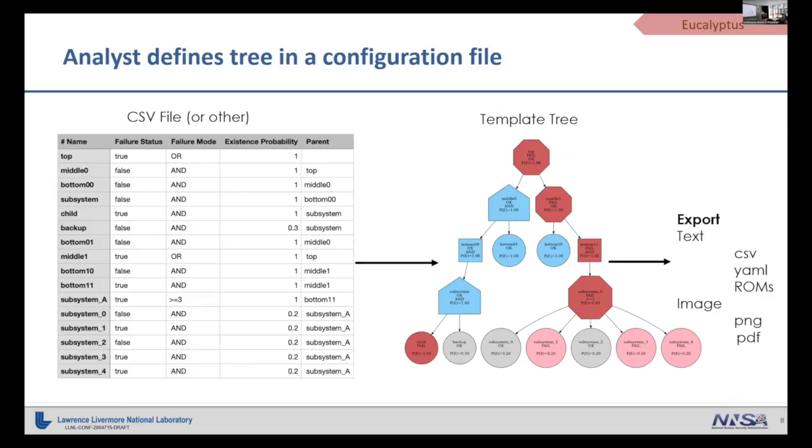The input to the system is this kind of tree configuration file where you define the logic of this fault tree and the components, and you assign each component an existence probability. And then you can export these into a couple of different formats, and you can generate images, PDFs, that kind of thing. You also export into several different reduced order model formats that read in fault trees. Part of the motivation here is to serve as a decoder ring between different codes that use this type of fault tree.